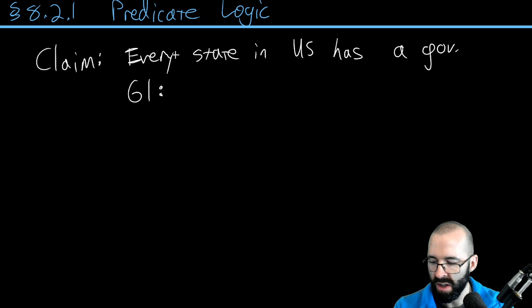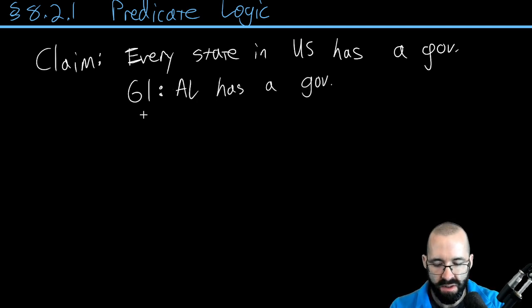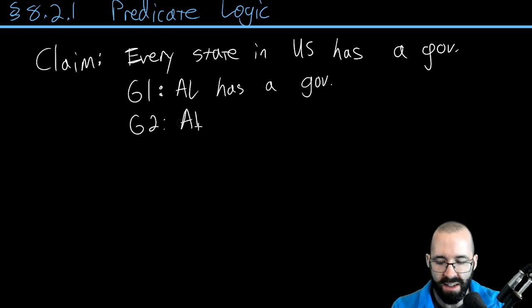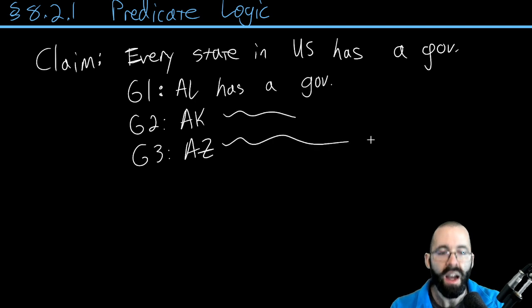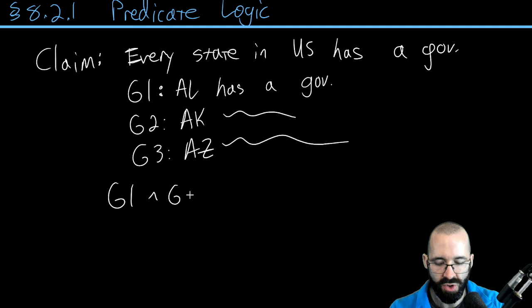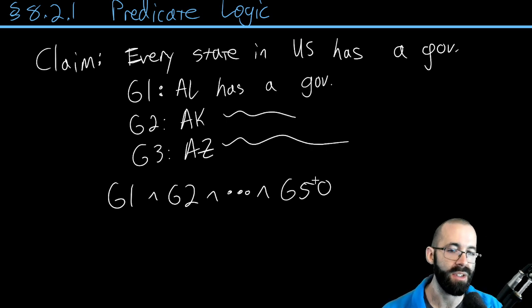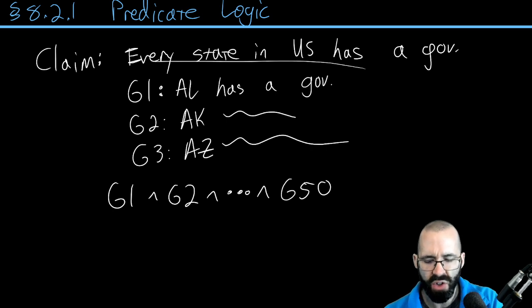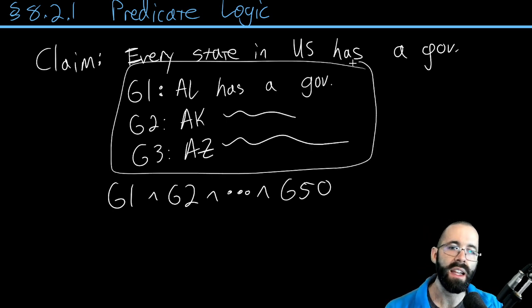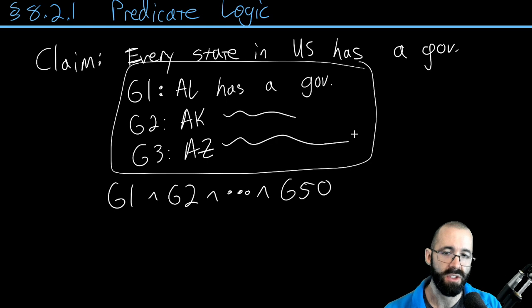Maybe our first proposition would be that Alabama has a governor, and maybe that'll be true or false. Our second proposition would be Alaska has a governor. Our third proposition would be Arizona has a governor, and we'd have to keep on going on and on and on, and then look at, what is G2 and G1 and all the way down to G50. And that'll either be true or false. And that's how we could look at that claim in propositional logic. But it's a little annoying to have to create and design 50 different propositions for this.